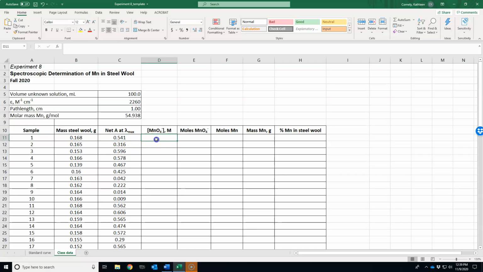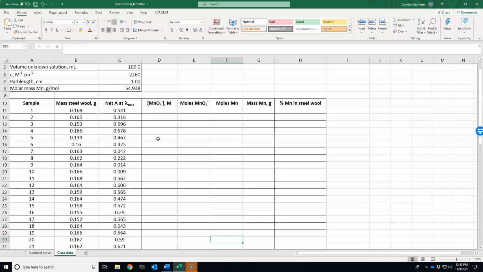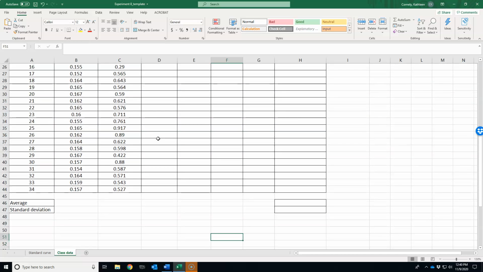But what you do need to do is fill out the rest of this table. You need to use Beer's law to go from absorbance to manganate concentration, then moles of manganate, moles of magnesium, mass of magnesium, and then finally the percent manganese in steel wool. So all of these columns should have formulas. I know there are a lot of samples, but Excel makes this easy. All you need to do is write the correct formulas for sample 1, and then just copy for all the rest.